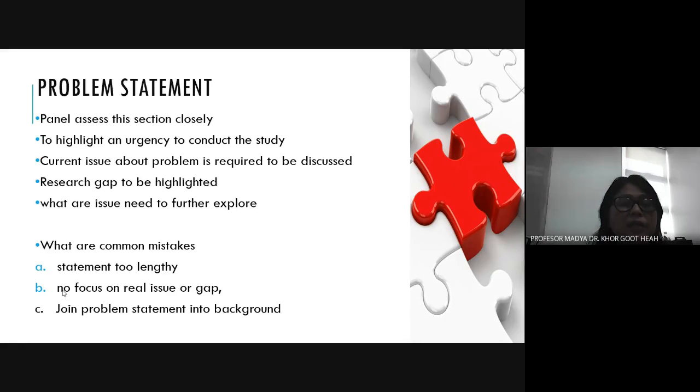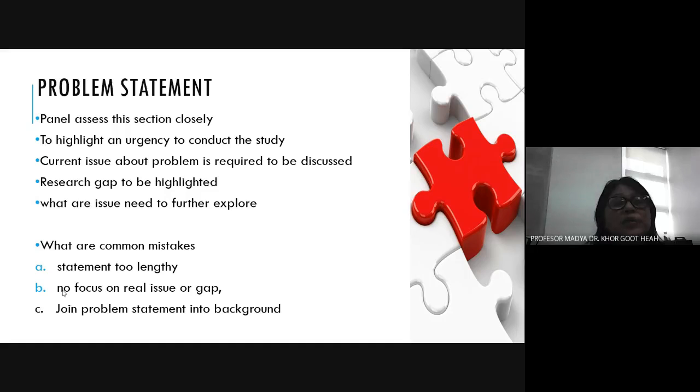So usually there is a common mistake done by students in this problem statement, where the problem statement is too lengthy or too long. Okay, this statement actually is not focused on the real issue or the gap, which is what is supposed to be addressed or investigated by the student himself.